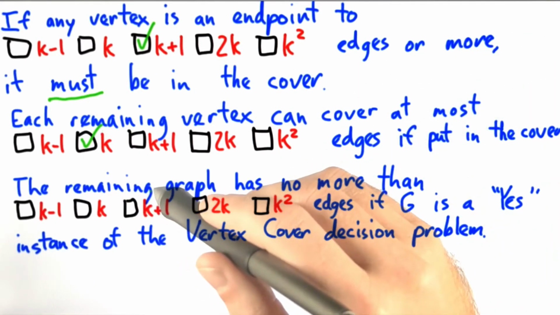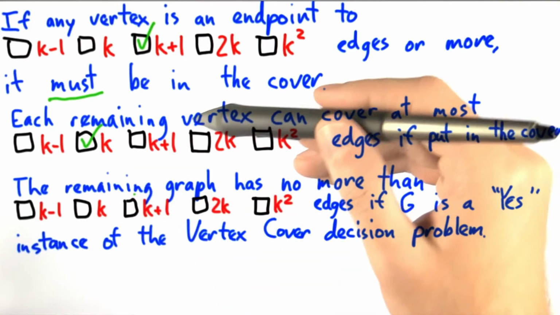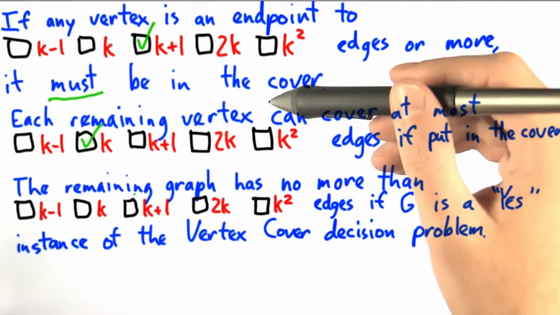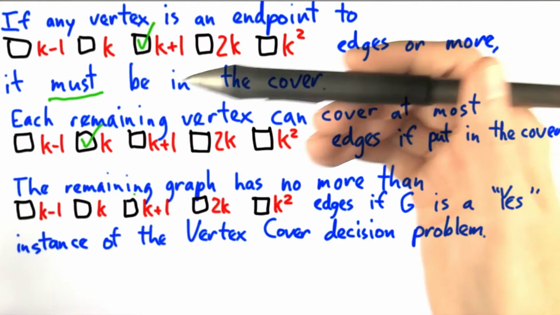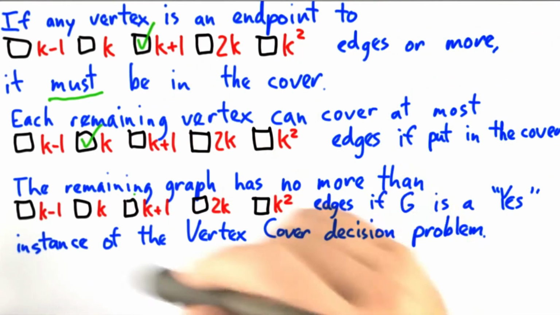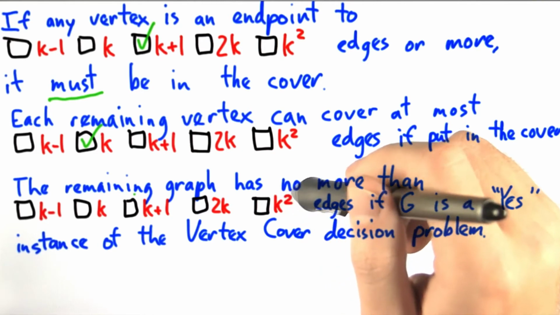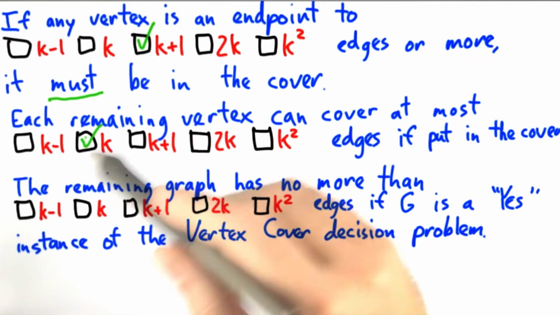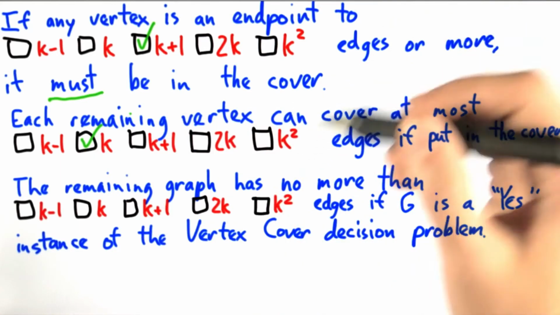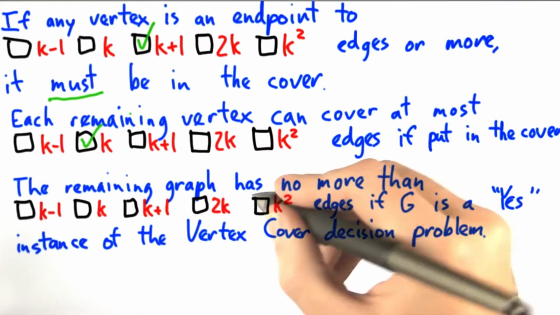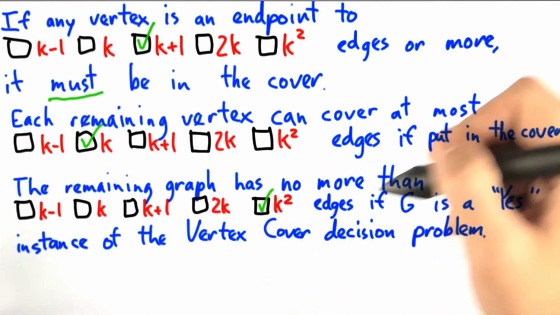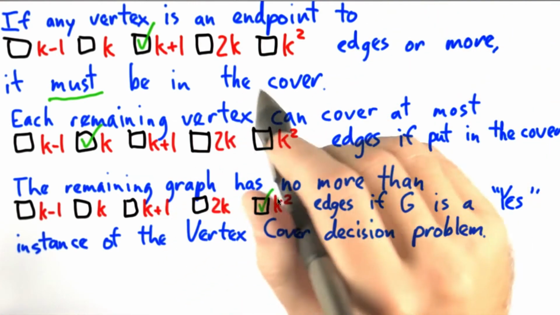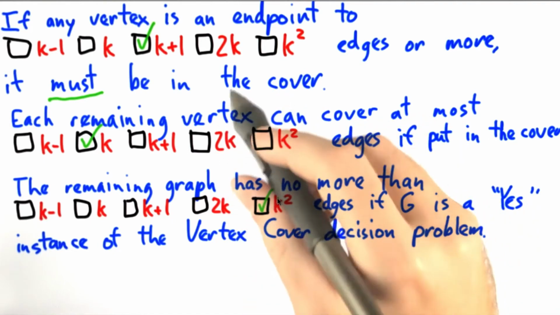Now, to answer this final problem, we have to remember that we said earlier that at most k vertices are needed to cover the entire graph. Well, if there are k vertices necessary to cover the graph, and each vertex has at most k edges attached to it, then the remaining graph can have no more than k squared edges, since we have to cover all of them. Now, this might have seemed a little involved, but there's actually something powerful here.